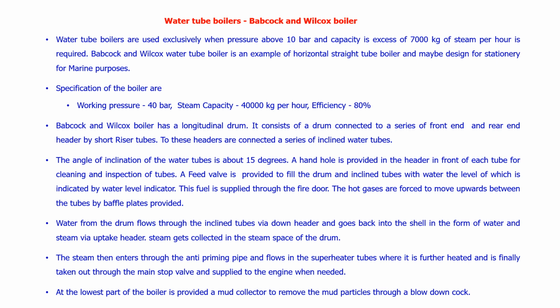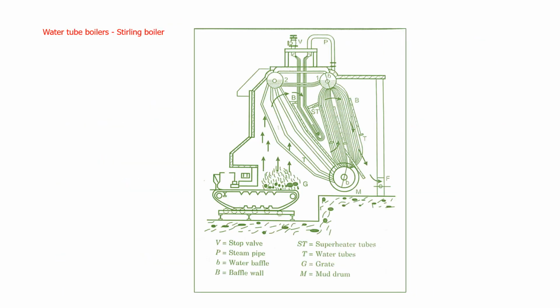Working pressure here is 40 bar, whereas in the previous case we have seen 16 bar. There we have seen 3600 kg per hour. Here we are seeing 40,000 kg per hour. There 75% efficiency. Here 80% efficiency. This is a comparison.